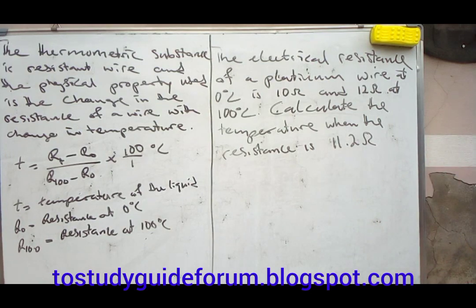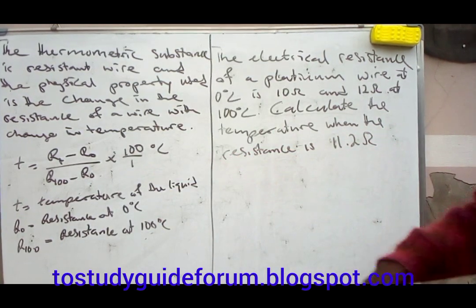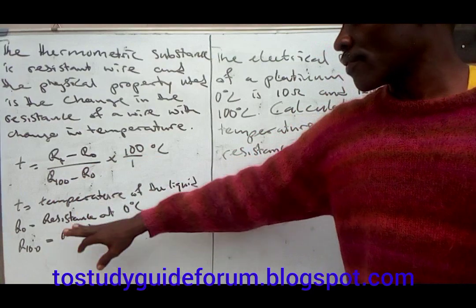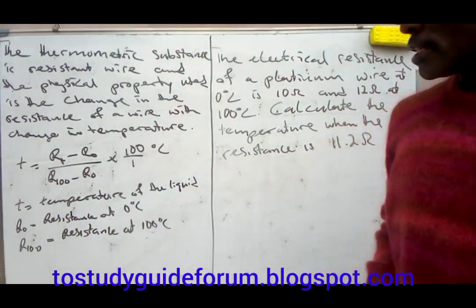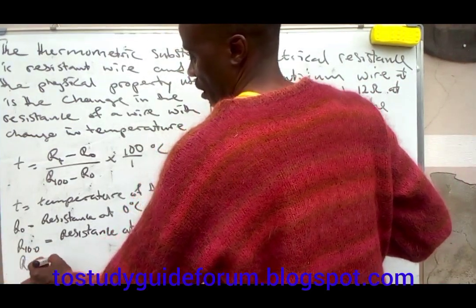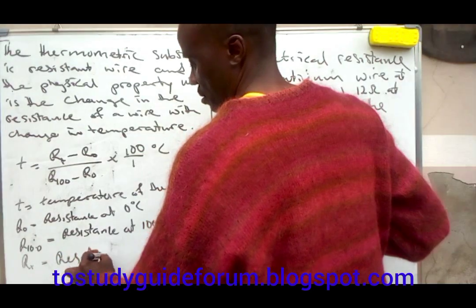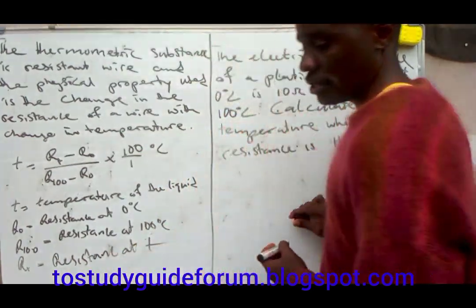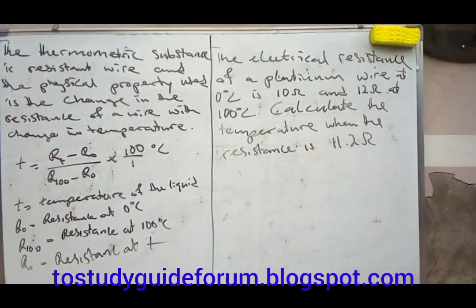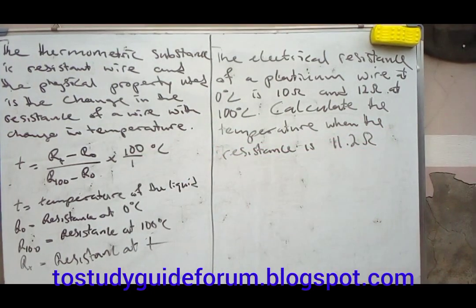So the relationship we normally use when solving this problem is what we have here. T stands for the temperature of the liquid. R_T stands for the resistance at that temperature. R_0 is the resistance at 0 degrees Celsius, and R_100 is the resistance at 100 degrees Celsius, multiplied by 100.